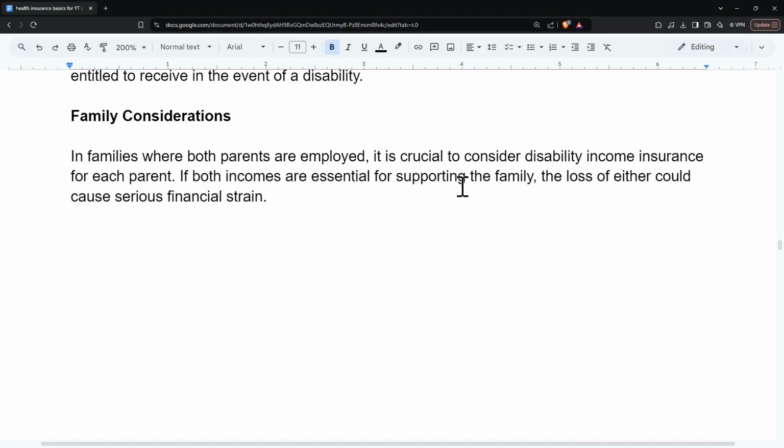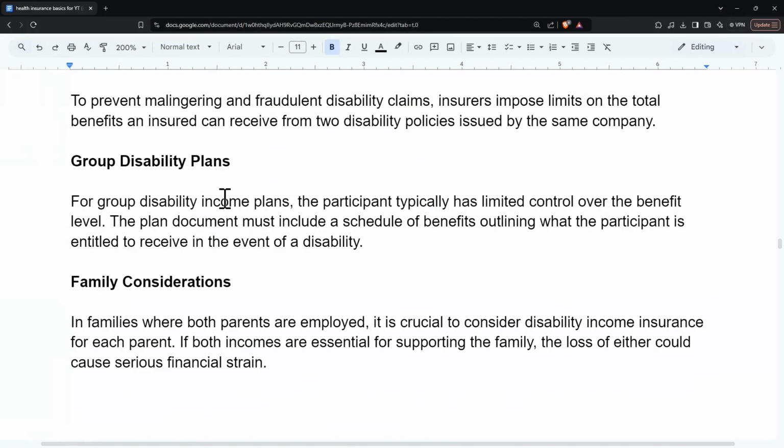And then in families where both parents are employed, it's important for disability income insurance to be considered for both parents, because if either income stream is lost, then obviously that could really, really hurt the family.